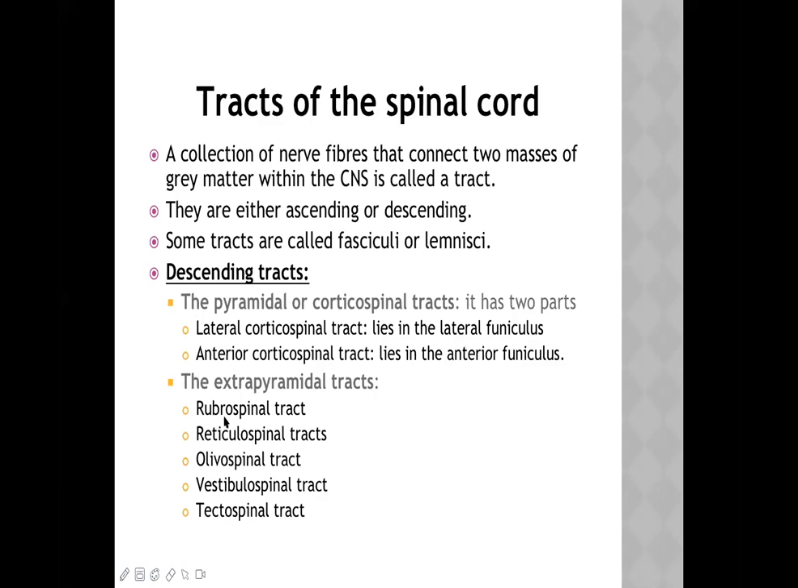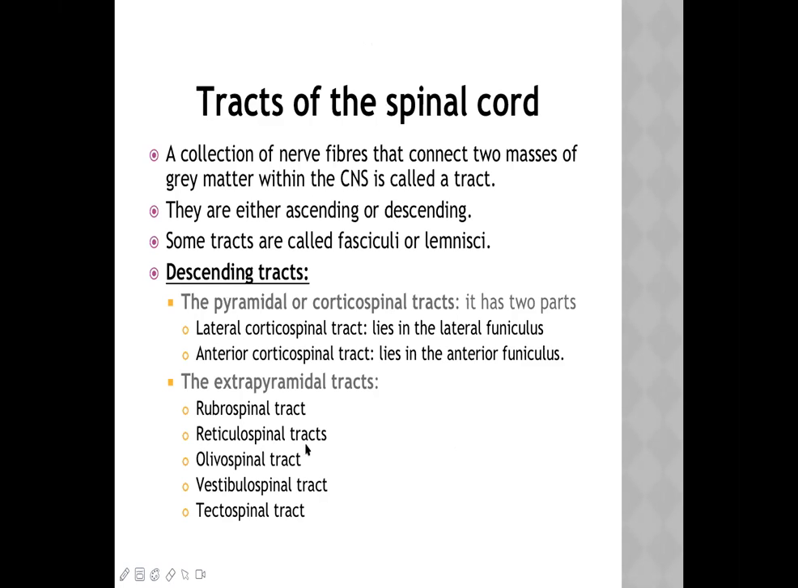The extrapyramidal tracts are rubrospinal tract, reticulospinal tract, olivospinal tract, vestibulospinal tract, and tectospinal tract. Now, the names themselves explain that. Rubro is the red nucleus. Okay, rubro comes from the red nucleus. And you all know, where is that red nucleus located? In the last class, we talked about this. Yes? Where? Sir, midbrain. In the midbrain. Exactly. It is present in the midbrain. So it is one of the components of extrapyramidal system.